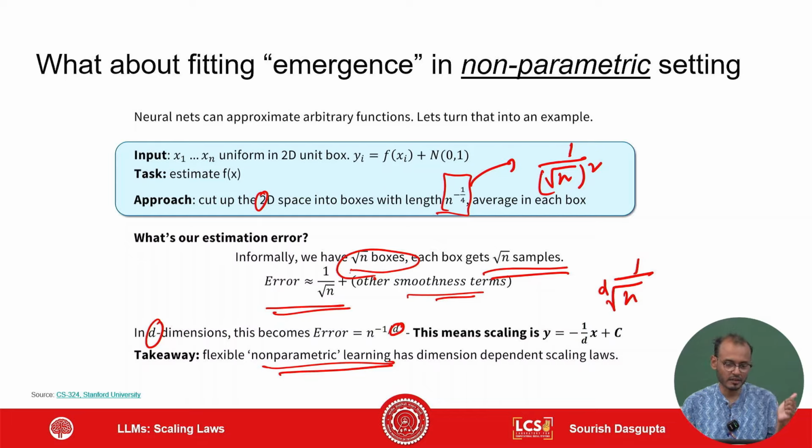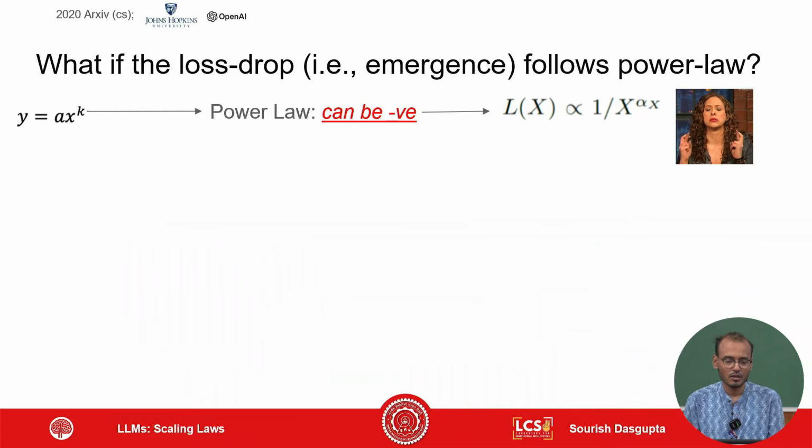That's number one. What's the takeaway? The takeaway two is that there is some power which depends upon d, or the dimension. So the exponentiation of the power law would depend upon the dimension of the data point, or the training data's dimension. So this was the thing: what if the loss drop or the emergence follows a power law?